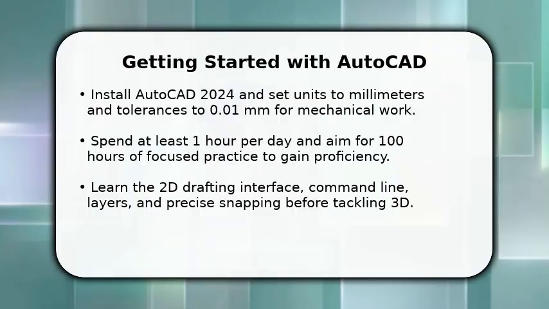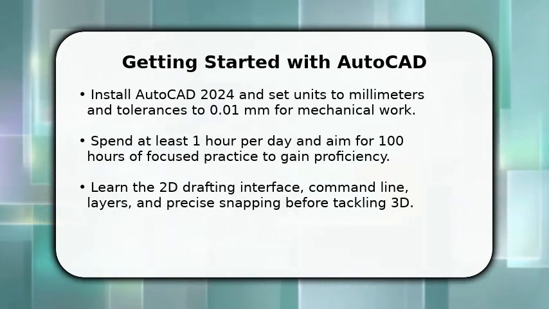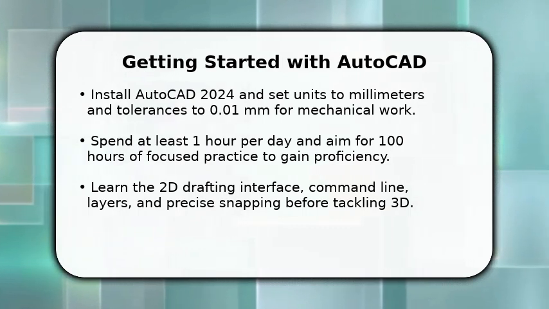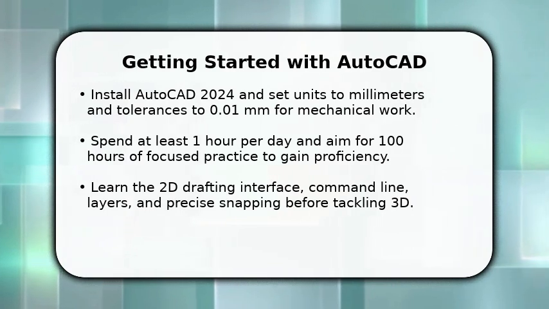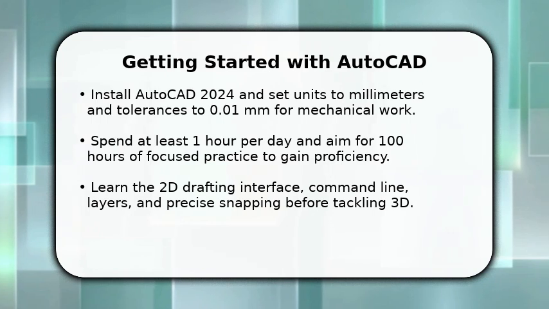Enjoy the video. Install AutoCAD 2024 and set units to millimeters and tolerances to 0.1 mm for mechanical work. Choose ANSI or ISO templates that match your shop standards. Configure the grid, snap, ortho, and object snap settings for repeatable precision.